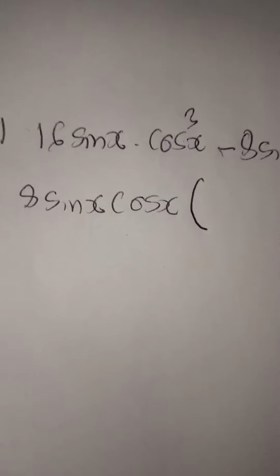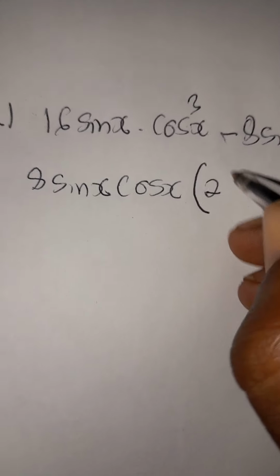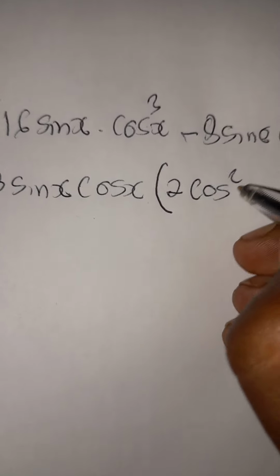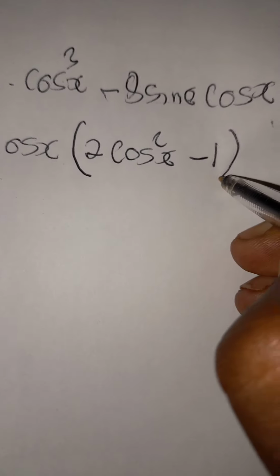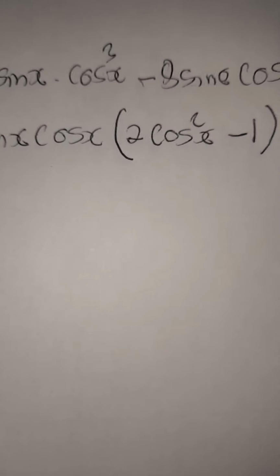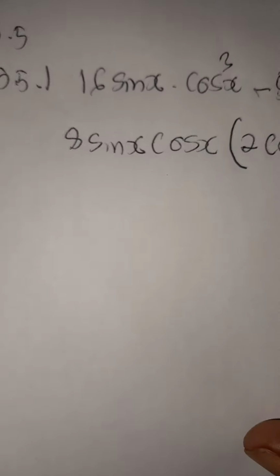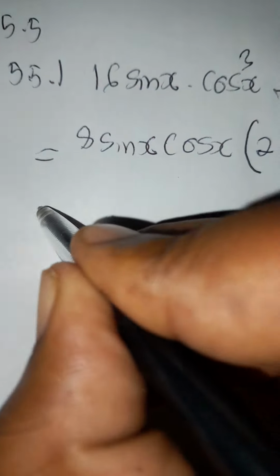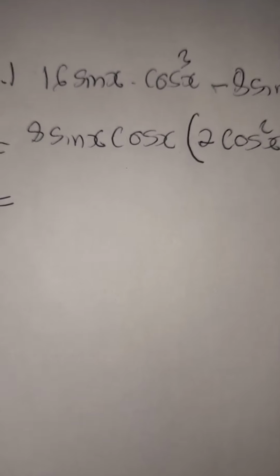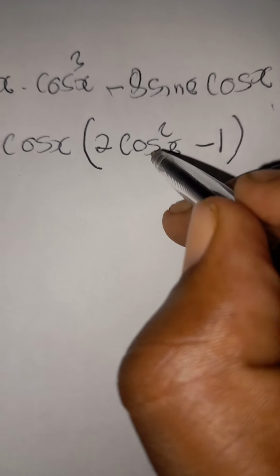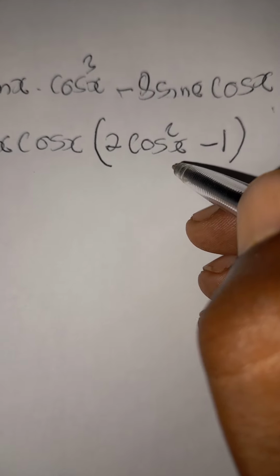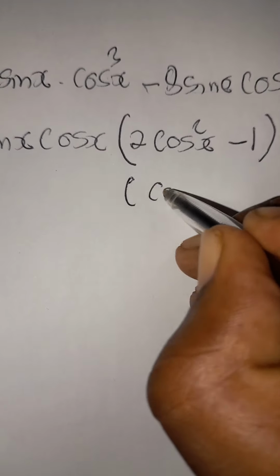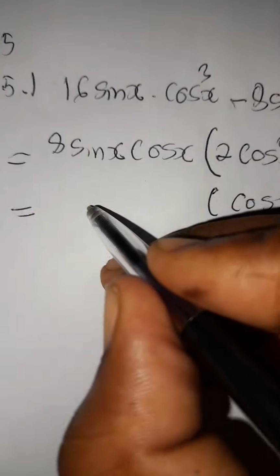Let's factor out. To get to 16, we need 2. So to get to cos x cubed, we need cos squared x. Right? To get to negative 8 sine x cos x, we need minus 1. Definitely we are done in that manner. When you did this, then you are happy. Okay, let's continue. So from here, this is what we are going to do. We are going to remember that 2 cos squared x minus 1 is the same as cos 2x, which is a double angle, right?